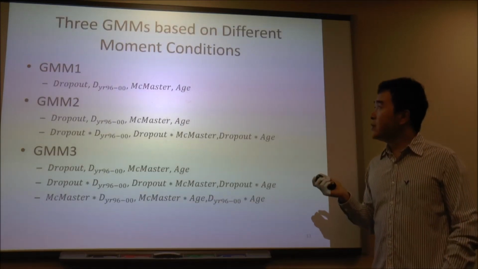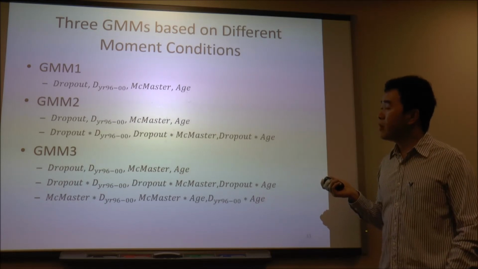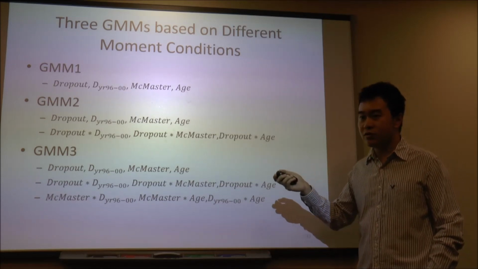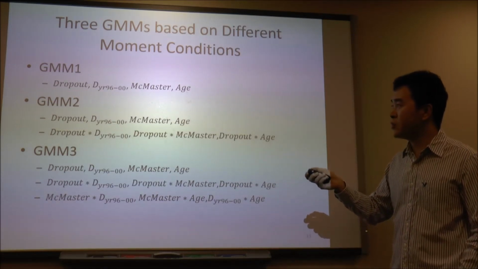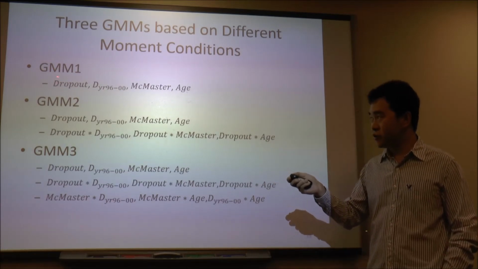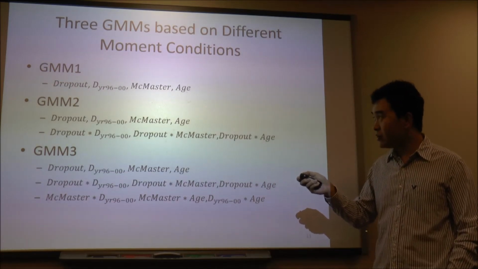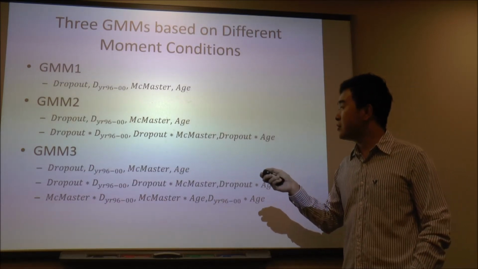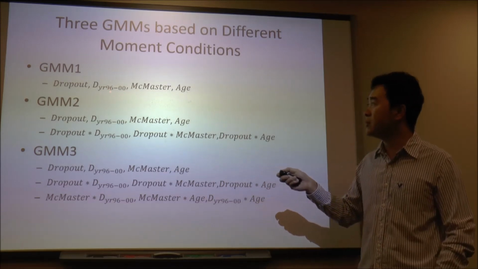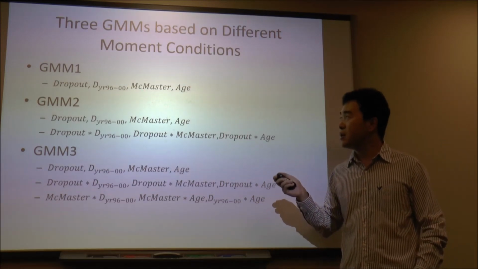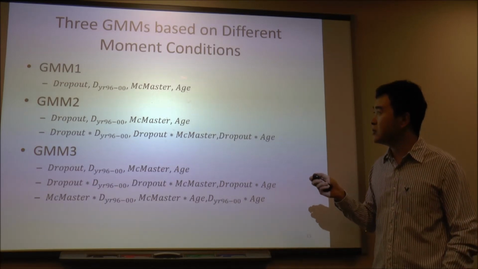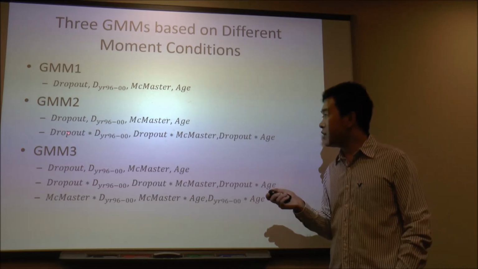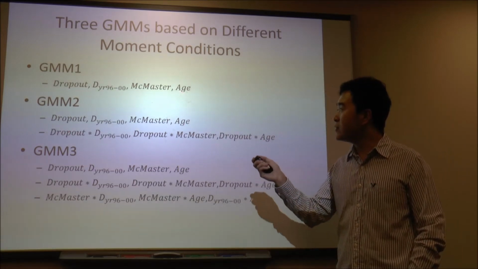And there are three GMM models that we want to construct. The first, again, we really want to use all the information that we can from the administrative data: the mean of the dropout, the mean of the dummy variable, which is the percentage of the people who got recruited between the year 1996 to 2000, the percentage of McMaster students, and the mean age.